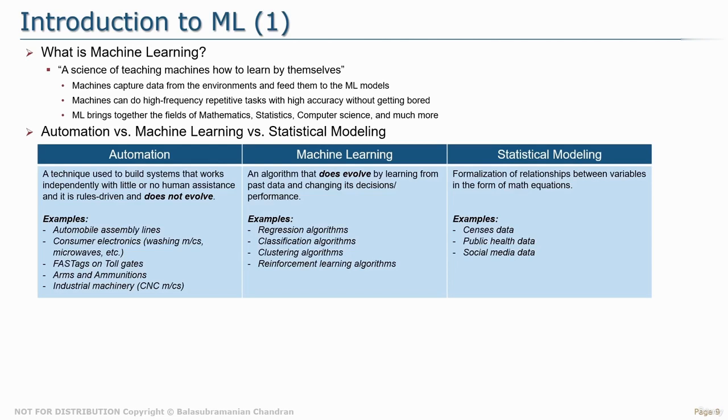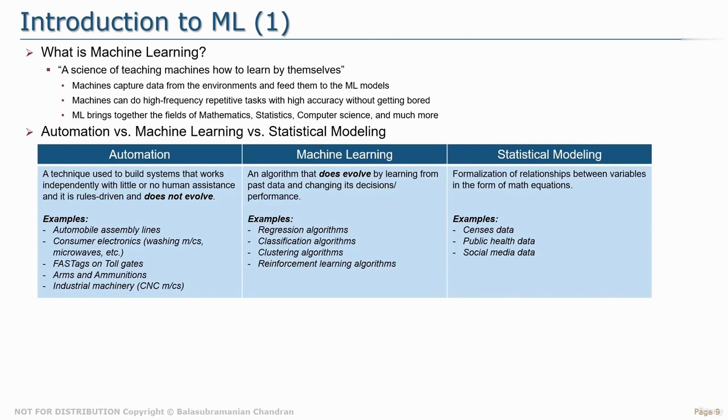Machine learning, an algorithm that does evolve by learning from past data and changing its decisions or performance. Examples: regression algorithms, classification algorithms, clustering algorithms, and reinforcement learning algorithms. Statistical modeling, formalization of relationships between variables in the form of math equations. Examples: census data, public health data, social media data.